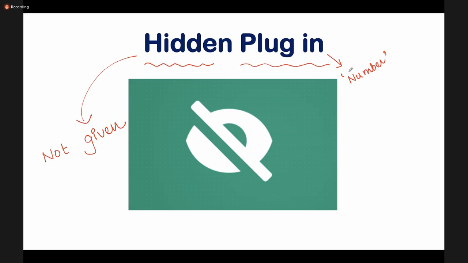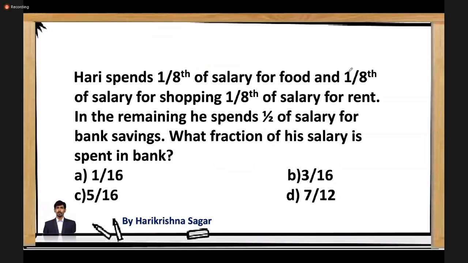So what is the hidden plugin strategy? How can we apply it in solving the questions? We'll try to understand in this session. Before proceeding, I'm projecting a very simple question on the screen. All of you please try this question and tell me the answer choice.